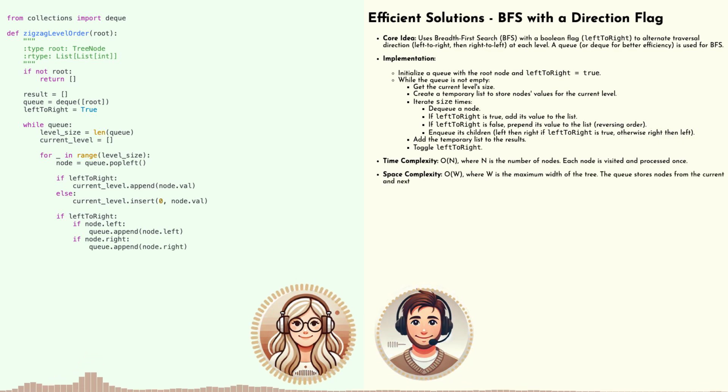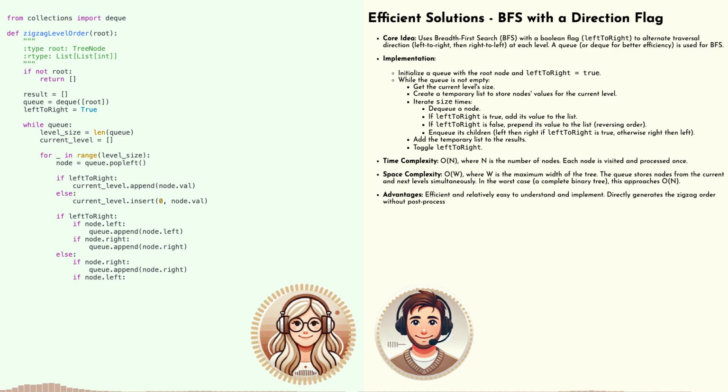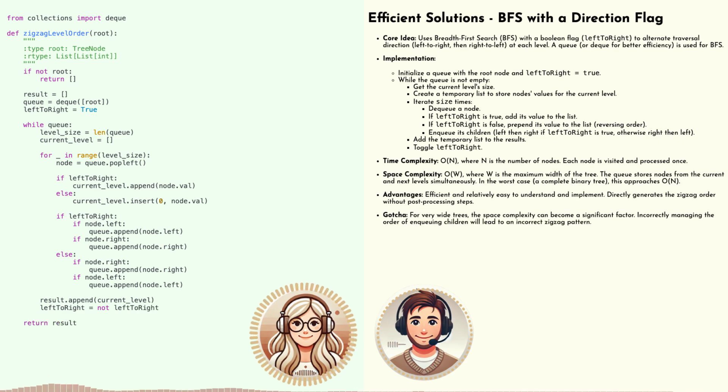How does that work? Well, imagine you're starting at the root node of your tree. Your direction flag is initially set to, let's say, left to right. This tells you which direction to process the nodes on the current level. So we visit the root node, do whatever processing we need to do, and then add its children to the queue, just like in regular BFS. What happens next?